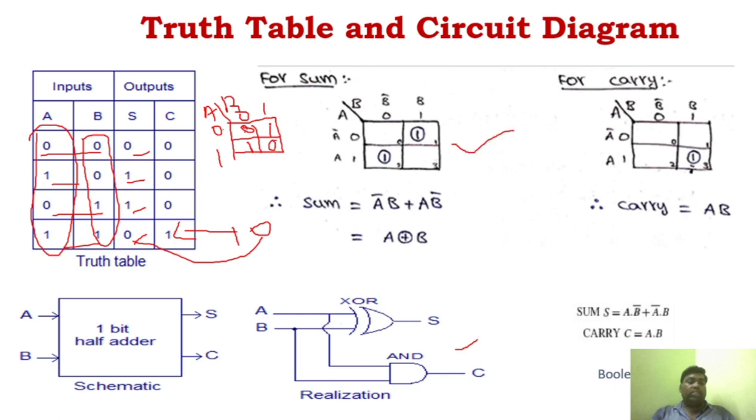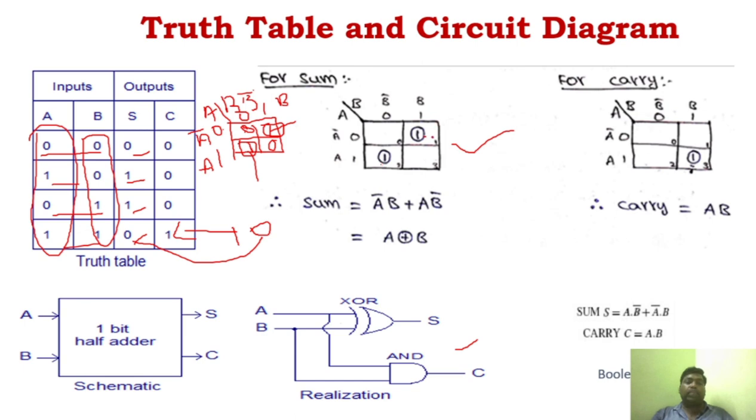So you leave out 0, you will consider only 1. And understand one particular thing: if it is 0, then it is A complement, and if it is 1, it is A. Similarly here, this is B complement and this is B, correct? That is what we have done here. Now you can see only one 1 here and here.